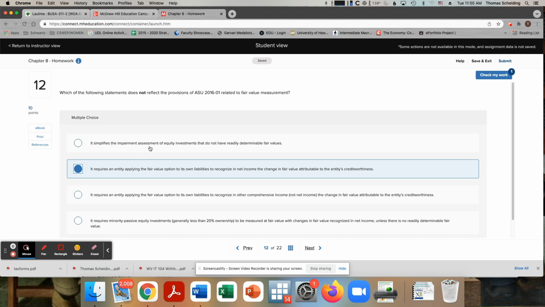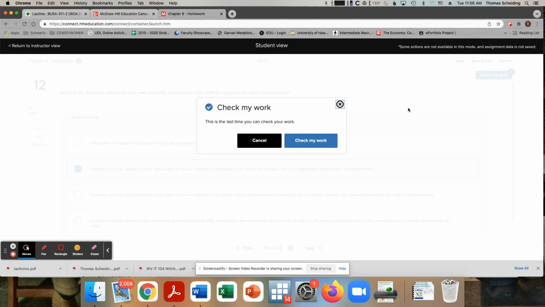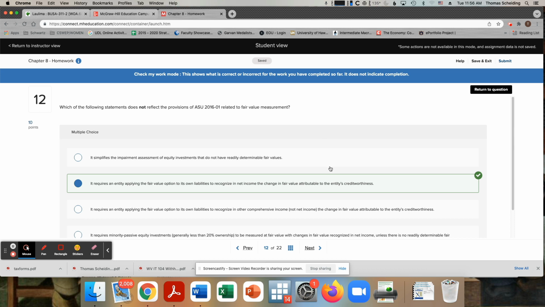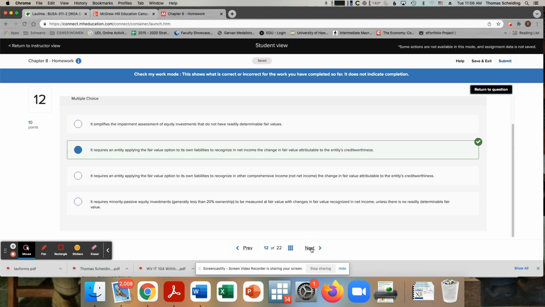It simplifies the impairment assessment of equity. Okay, yeah, and so this is true. Sorry, I had misread this before. What this is saying is that ASU 2016-01 makes it easier to assess impaired equity investments when you don't have a fair value. That is true, because it tells you how to approximate that fair value. That's a tricky one. You wouldn't see something like that on the exam. It's a bit tricky.